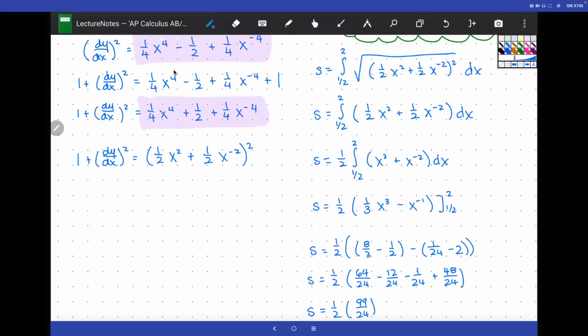Fractions are fun. If you're working with an LCD of 24 or 48, depending on how you did it, you're on the right track. You can factor out a 1/2. So you might be using 24, you might be using 48.